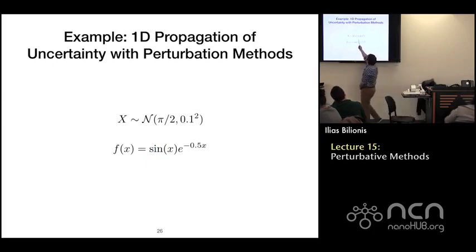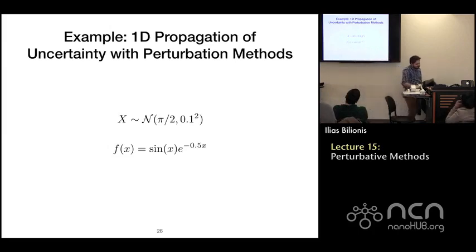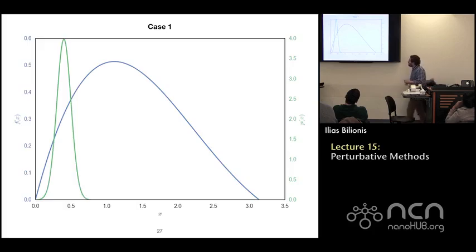So I just pick x to be a normal distribution with mean pi over 2 and this variance 0.1 squared. And I'm not really sure if I made it smaller than that at the end of the day. I don't remember, so don't take this number literally. This is my model, sine of x times exponential of minus 0.5x. Okay, just to demonstrate what you can do. Of course, you can take the derivative of that at any point you want.